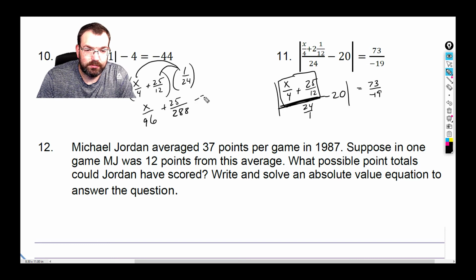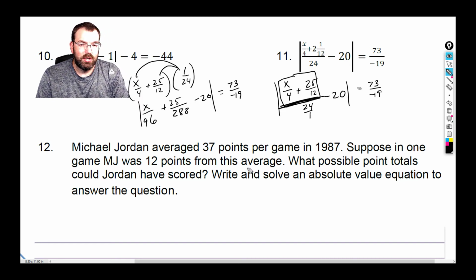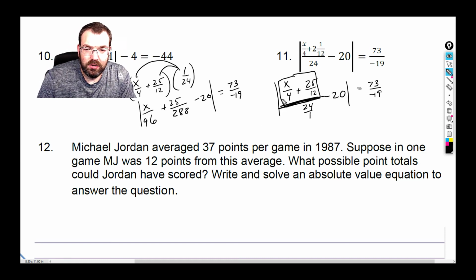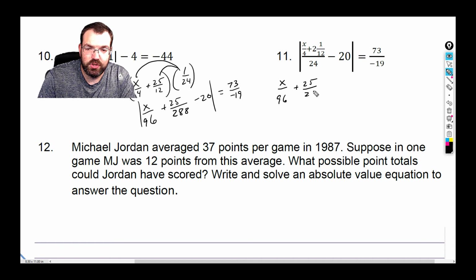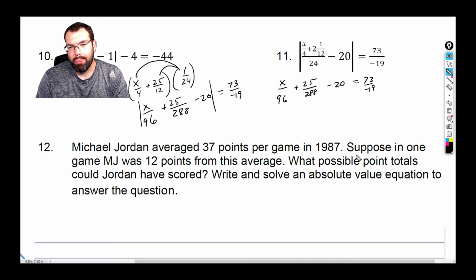Minus 20 equals 73 over negative 19. Again, I still have those absolute value bars like that. So all I did was manipulate the fraction there. All right? Now, let's go ahead and turn it into two equations. So I got x over 96 plus 25 over 288 minus 20 equals 73 over negative 19. Wow. This is crazy.